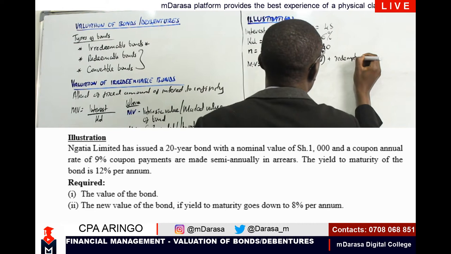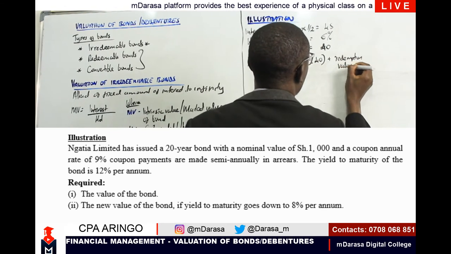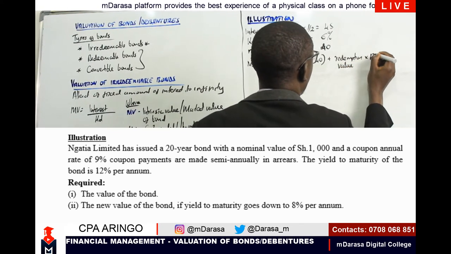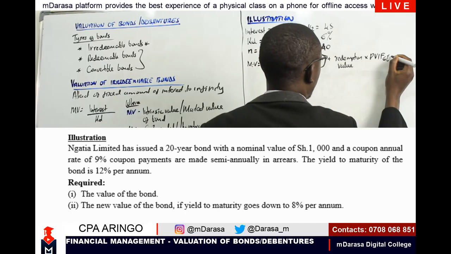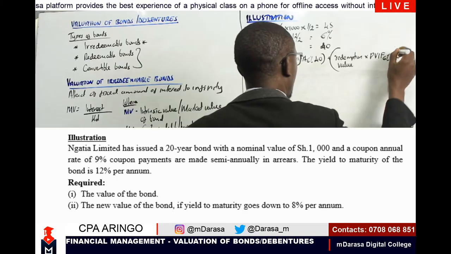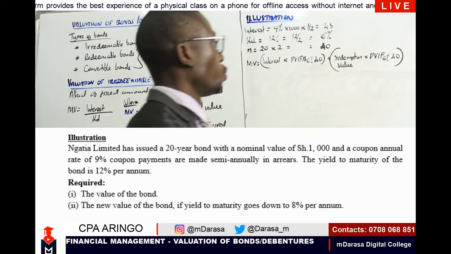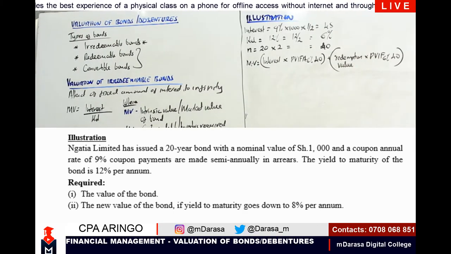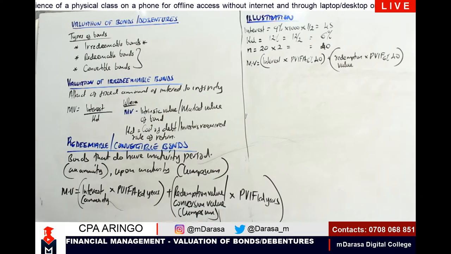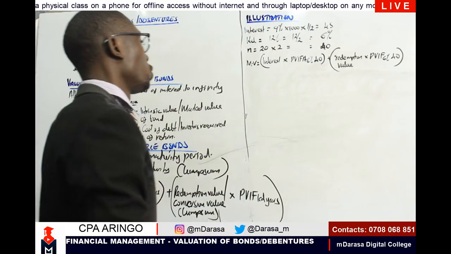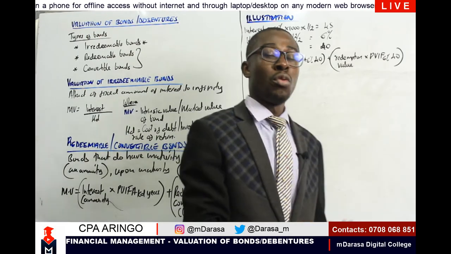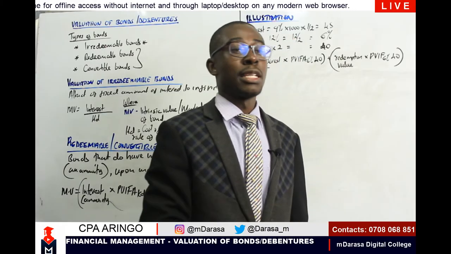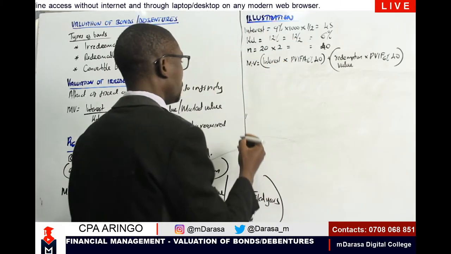Redemption value, my good student, times the present value interest factor, 6%, 40 periods. So that is what you should have. Now, the moment you have that, the next question we ask ourselves is: do we know how to check it on our calculator, or do we still remember the formula for working out the present value interest factor annuity?